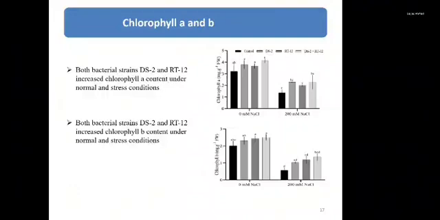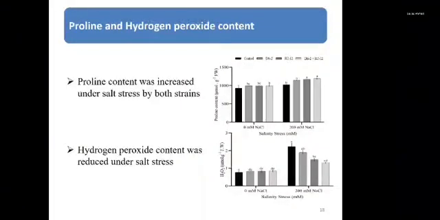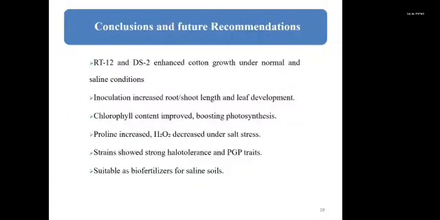After that, we also checked the proline content. The proline content was increased under salt stress by both strains, and the hydrogen peroxide content was reduced under salt stress. So these were all the characters the bacteria showed, and the plants were protected from the saline condition.